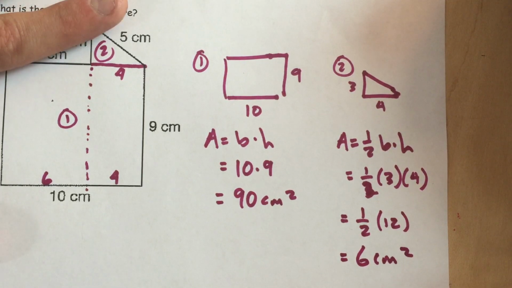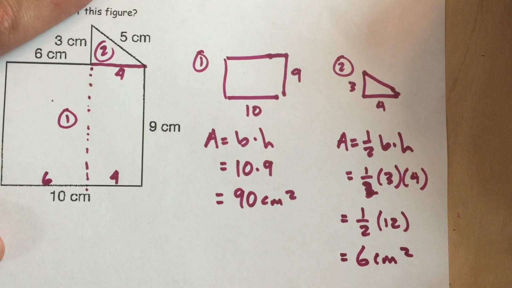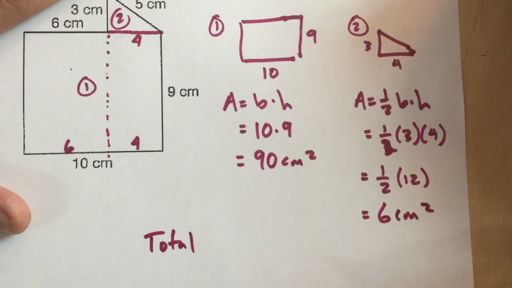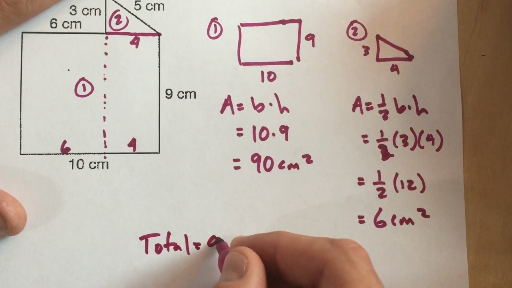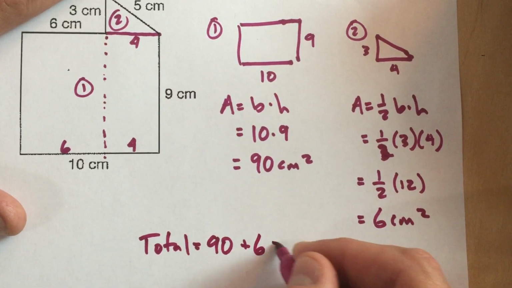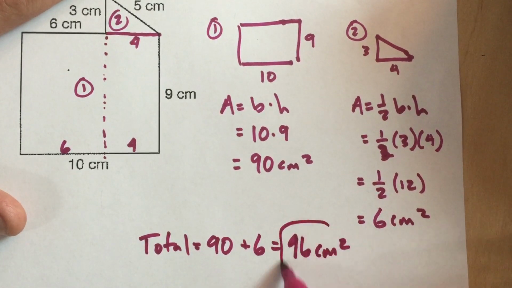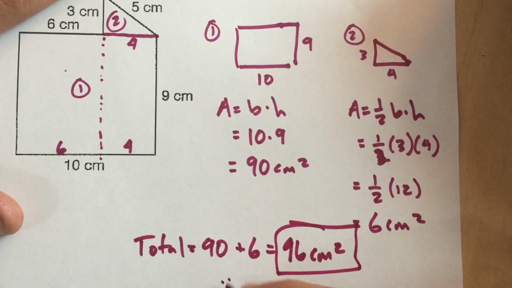And although you probably feel done, you're not. You've still got to add them both together. So the total, let's label that the total, is going to be 90 plus 6, or 96 centimeters squared. Hooray!